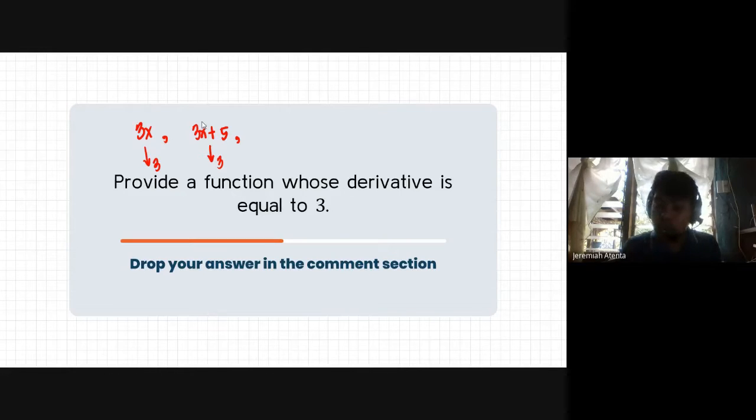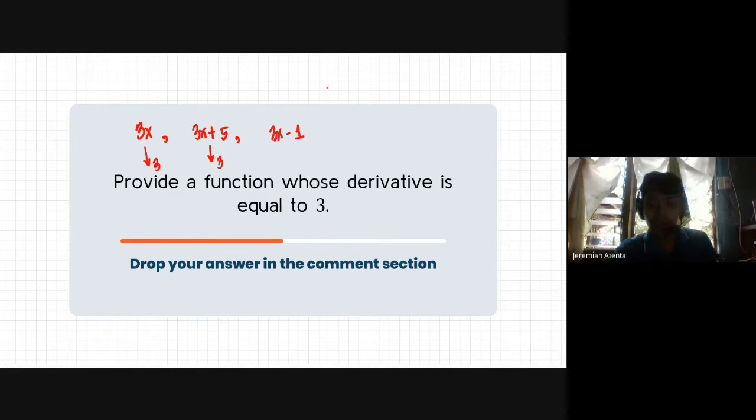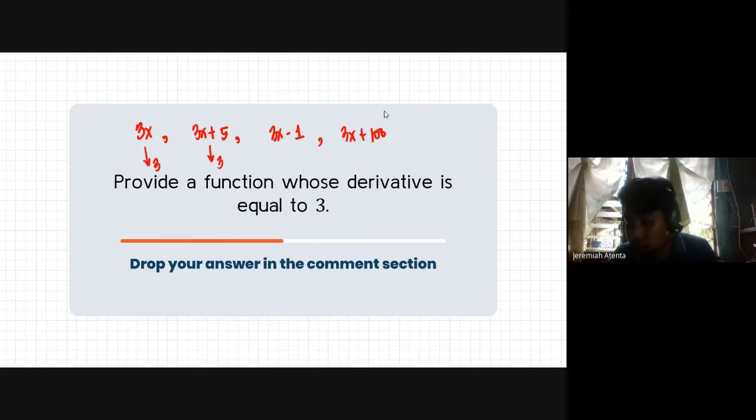Now, can we provide another function? Yes. What if I have 3x minus 1? Is the derivative still equal to 3? Yes or no? Yes. Now, what if I have 3x plus 100? Is the derivative still equal to 3? Yes. So therefore, all these functions, ang derivative nila equal to 3.